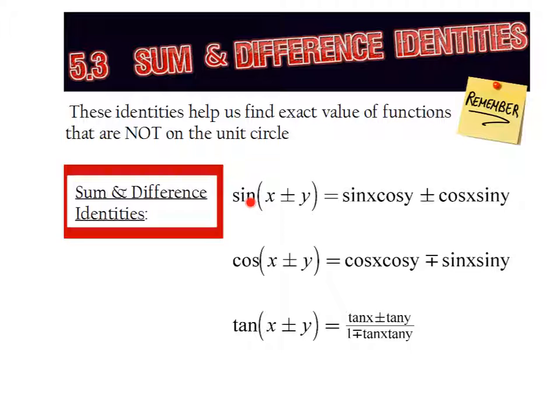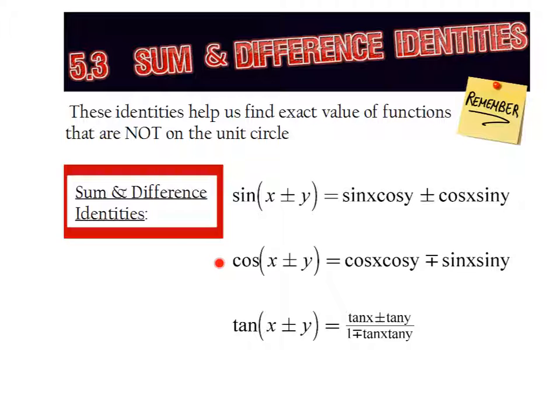If I'm trying to find the sine of two angles that are added, then I have to take the sine of the first angle, multiply it times the sine of the second angle. And then this is a plus or minus. It matches this plus or minus. If I'm going to add these two angles together, then I'm going to add here. If I'm going to subtract my two angles, then I'm going to subtract. It's just the same as whatever's going on inside the parentheses. And then notice the second part of the identity, I take the cosine of the first angle and the sine of the second angle, and I multiply those together.